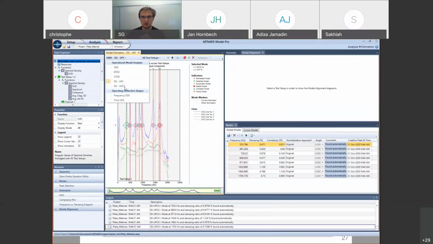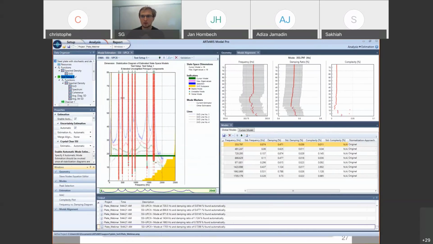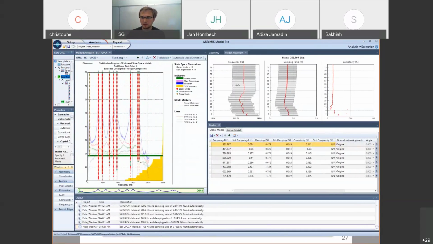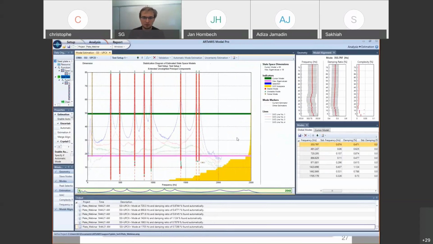So here we need to enable UPCX and see all the estimates. So this plate example is actually not a very good example to show the spurious modes, because the data is good and identification is quite stable. But we have one or two noise modes here, where we can see that the confidence interval of the natural frequency is quite high. The damping also varies quite a lot, as indicated here in the figure.